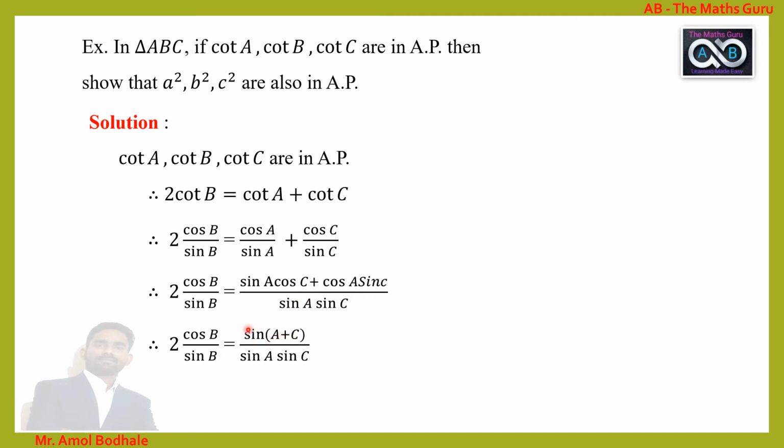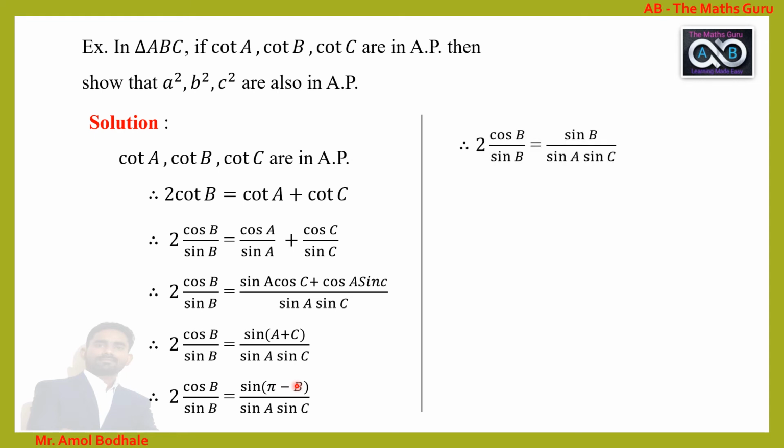Now here, sine of A plus C can be written as, we know A plus B plus C is 180 degrees, that is pi. So A plus C can be written as pi minus B. Now here we can use the allied angle formula, sine of 180 minus theta, which is sine theta. Therefore 2 times cos B upon sine B is equal to sine of pi minus B, which can be written as sine B upon sine A sine C.